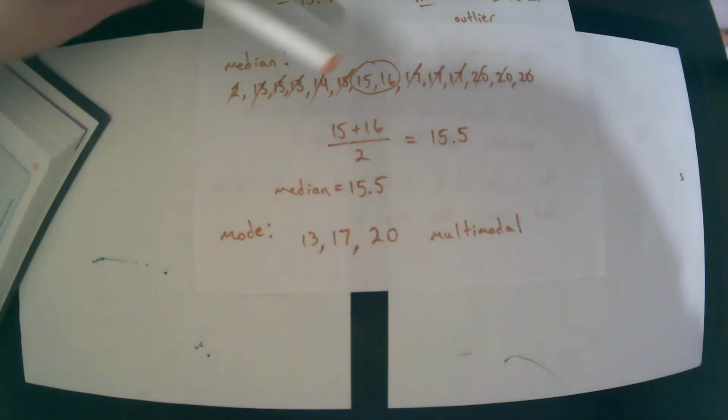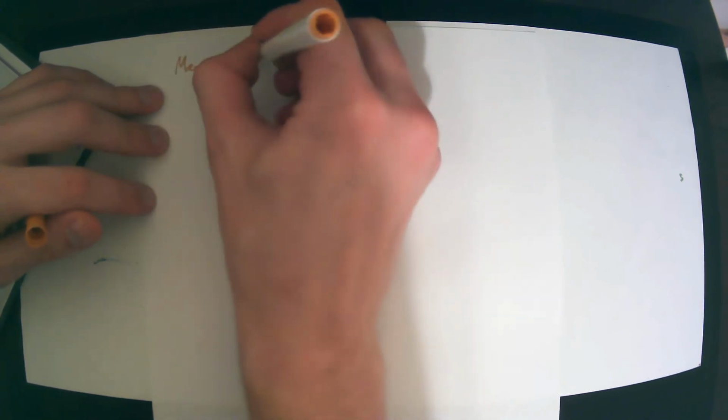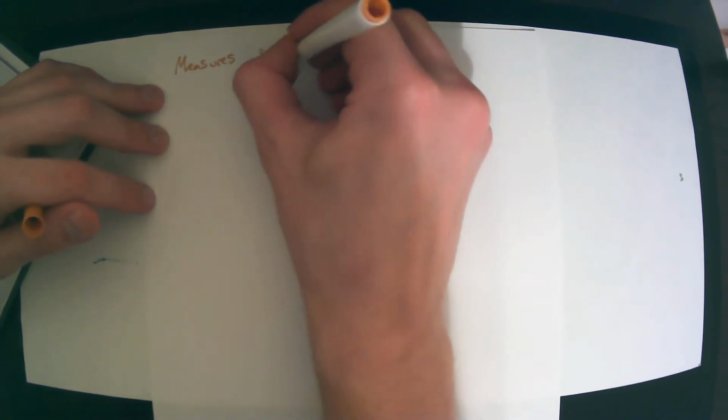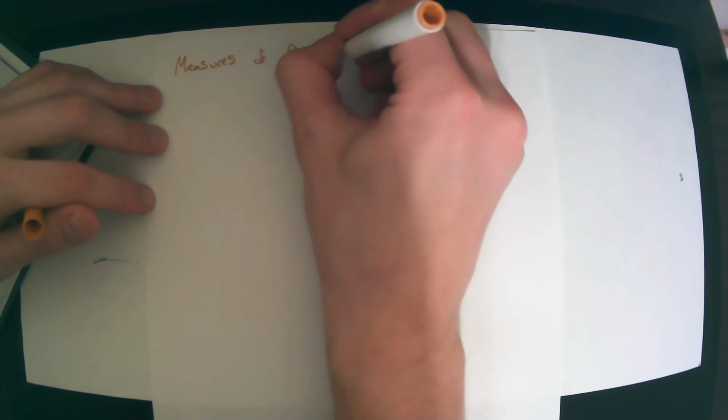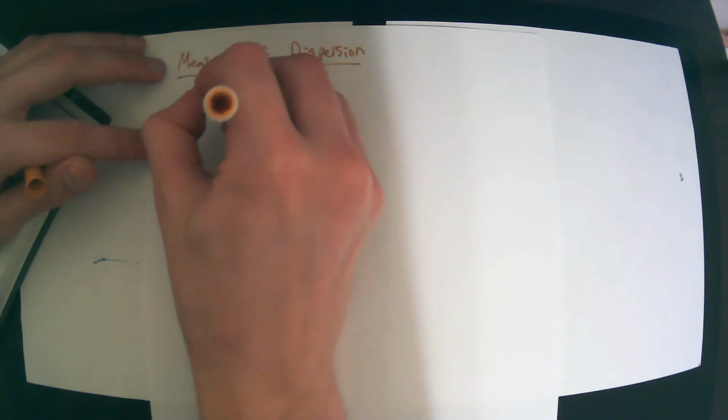Okay, let's talk about measures of dispersion. These were measures of center, finding the center of a data set. Now let's talk about measures of dispersion. Dispersion just kind of meaning how things are being dispersed, how they are spread out. The first simplest one is called the range. You probably all remember this.